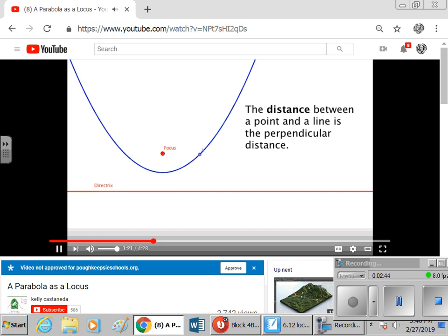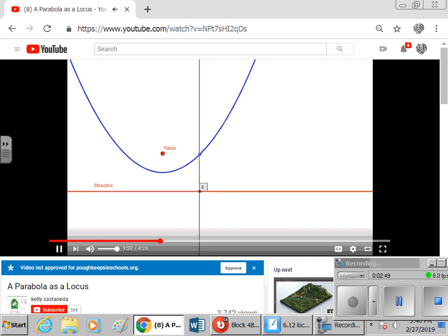So let's take this arbitrary point. If we want to see how far away it is from this line, we need to remember our geometry and remember that the distance between a point and a line is represented by the segment that is perpendicular to that line that passes through the point. So let's construct that and measure the segment. Now let's measure the distance between this point and the focus. And as you can see, the distances are the same. And as we move this point around in the parabola, we can see that it's always equidistant from the focus and the directrix.